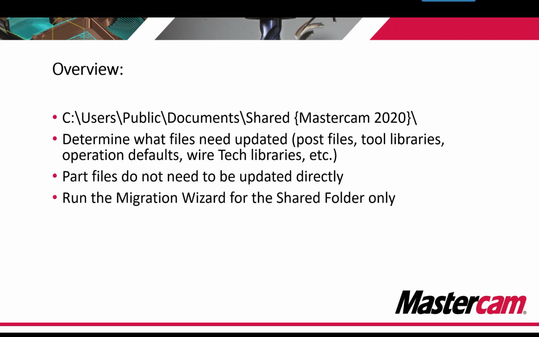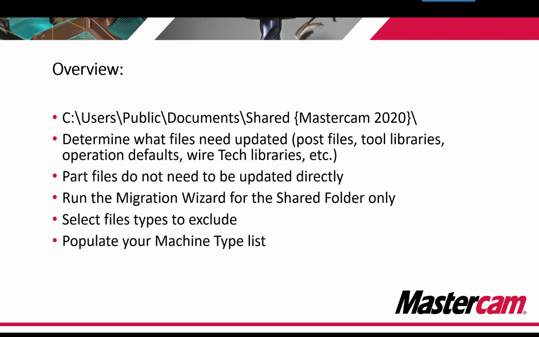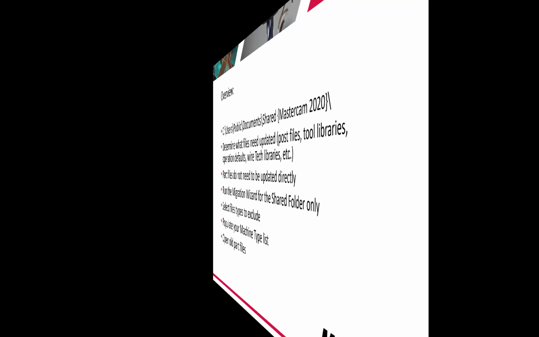We'll run the migration wizard, but we're only going to update the shared folder. We do also have the option to update the user folder containing things like our config, toolbars, and other custom settings in Mastercam. We're just not going to touch on those in this video. We'll unselect any file types that we don't need. This will help speed up the process and will help eliminate any files that are already in the new version that are not customized. Once it's all done, we're going to populate our machine type list with our posts, and then we're going to take a quick look at opening old part files in a new version.